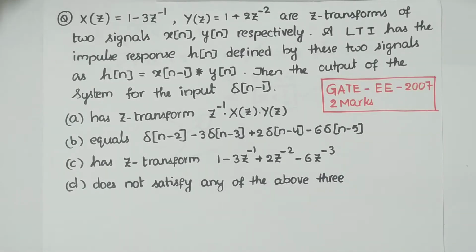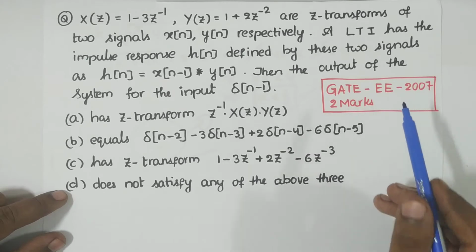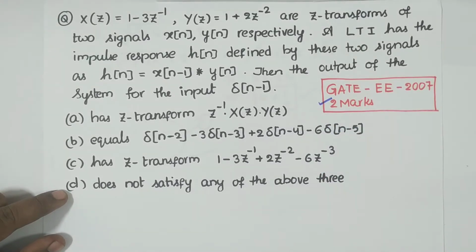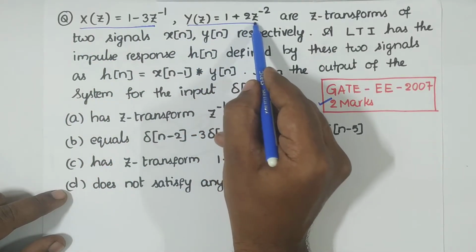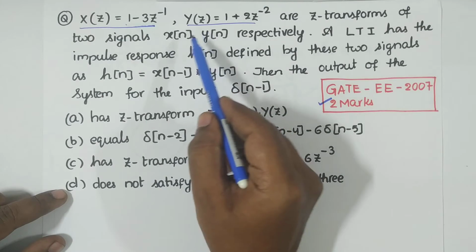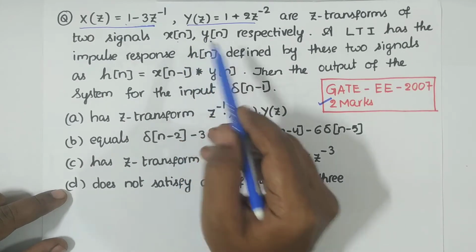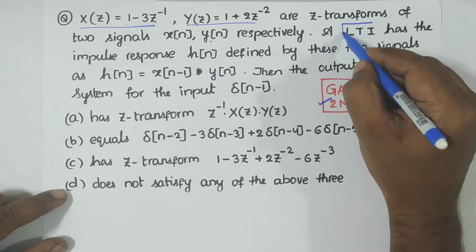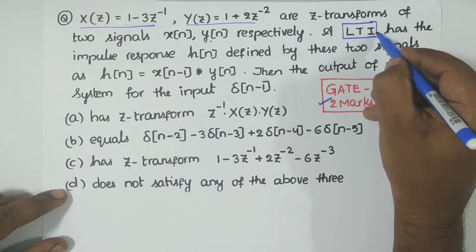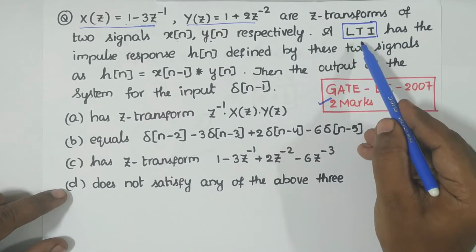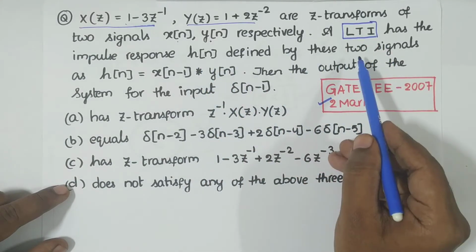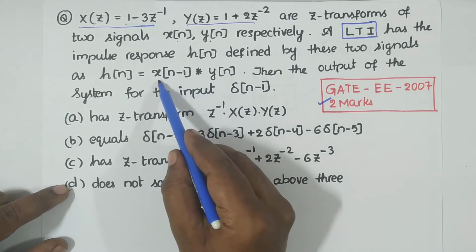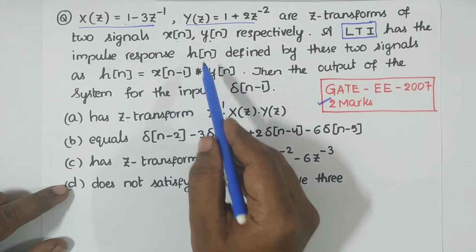So anyways, at this juncture, GATE EEE 2007 asked one question for 2 marks. It is as follows. X of z is given like this, and also we have y of z. So these two are Z transforms of x of n and y of n. Now you have an LTI system. So an LTI system has to be characterized by impulse response, right? So therefore, an LTI system is there, and this system h of n is defined by these two signals, that means x of n and y of n like this.